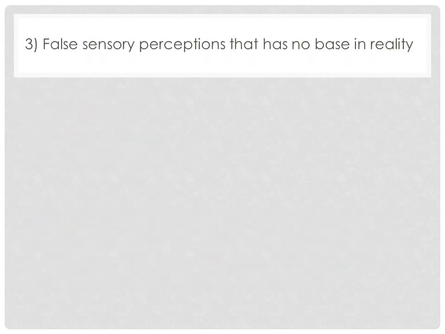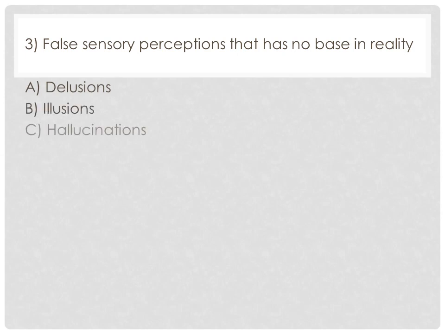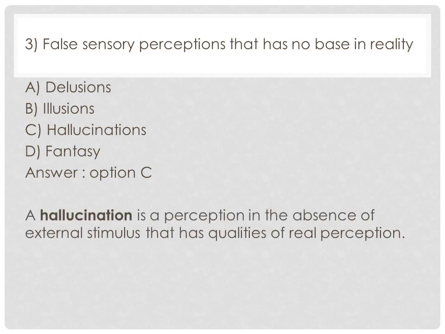False sensory perceptions that has no base in reality. Options are A. Delusion, B. Illusion, C. Hallucination, and D. Fantasy. The answer is option C. Hallucinations. A hallucination is a perception in the absence of external stimuli that has the qualities of the real perception.